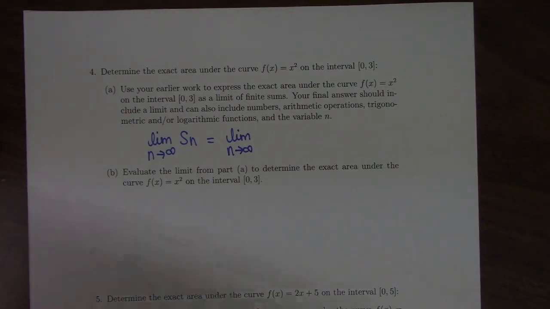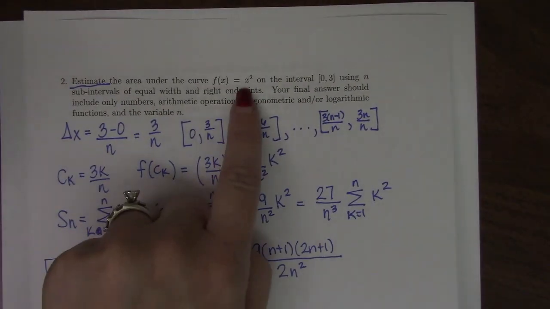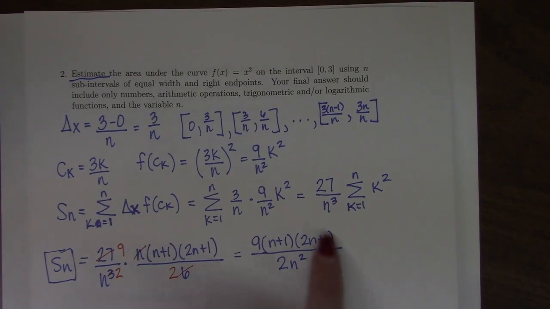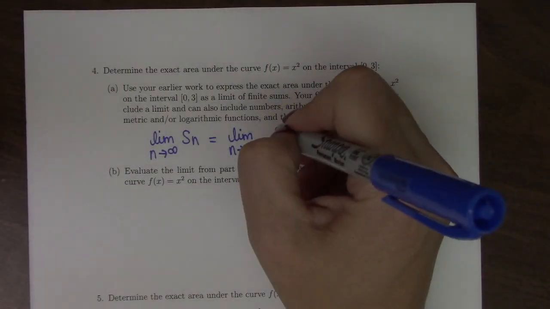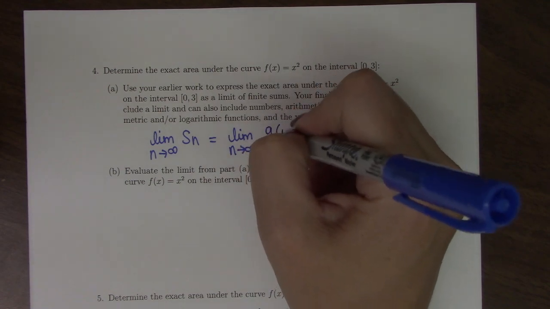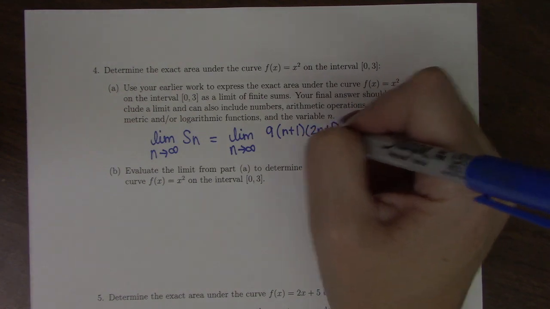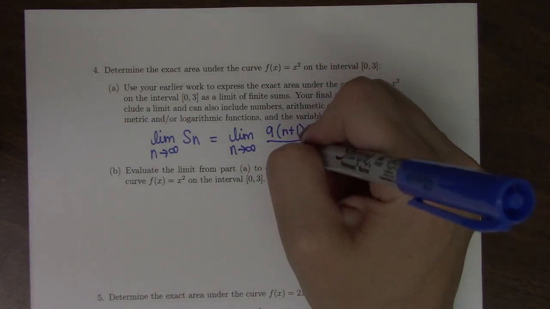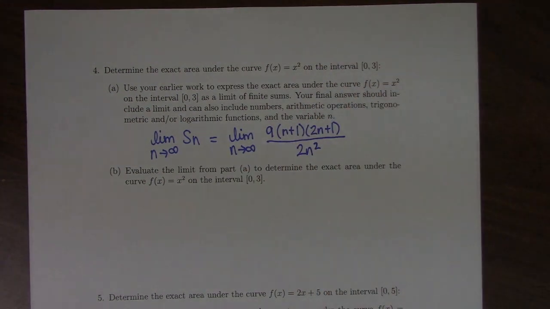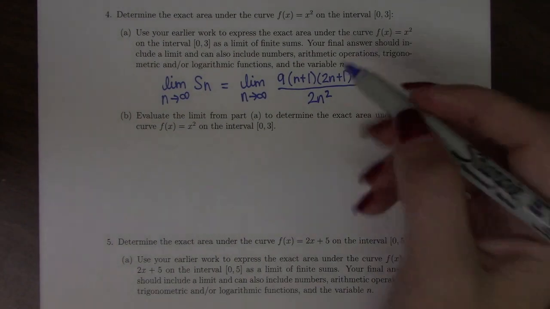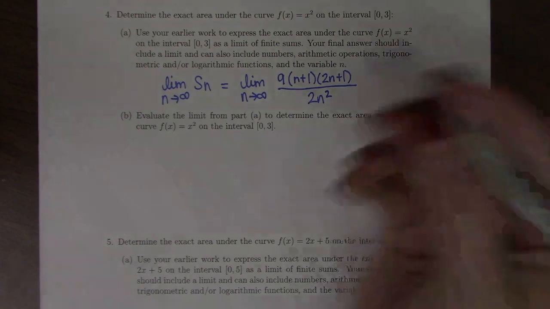And our answer, when we did this problem, our x squared from 0 to 3, was this right here. So this is the function I want to take the limit of. So this is going to give me the exact area under the curve. So part B says, well, now evaluate this limit. So in order to evaluate this limit, I'm going to have to do a little bit of work here.